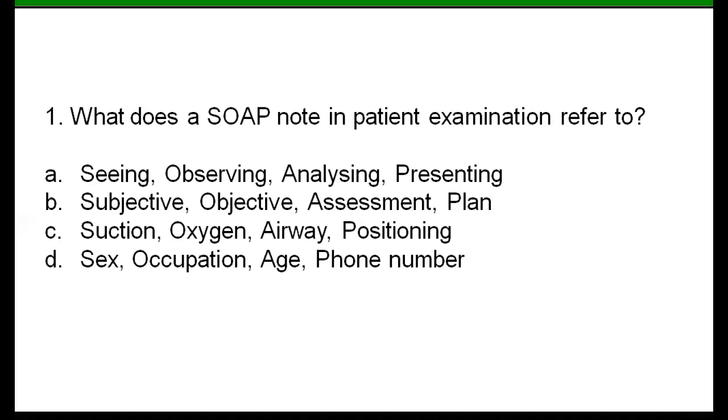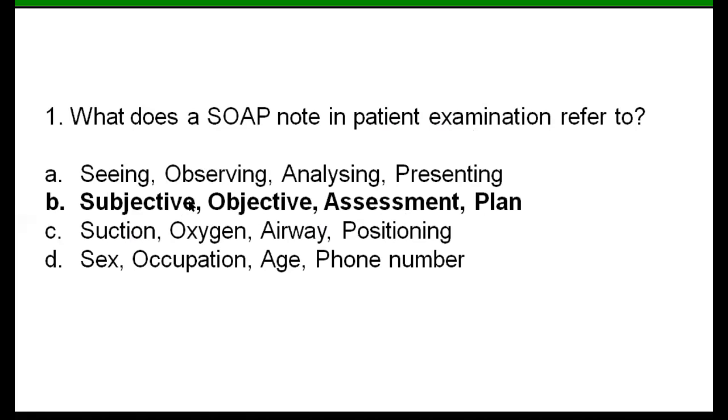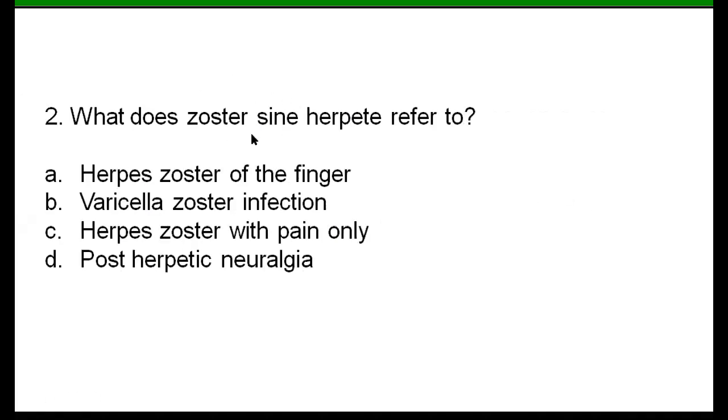Okay. So what does a SOAP note in patient examination or our case history refer to? SOAP note refers to subjective, objective, assessment, and plan. This is a mnemonic to remember. So how do we do case history? We take a subjective assessment, so we ask the patient the history of presenting illness and all that stuff. Then objective is where we do the complete examination, inspection, palpation, percussion, and all that. Assessment is where we give a diagnosis and a differential diagnosis. And plan is where we do the treatment plan. In short, it is called a SOAP note.